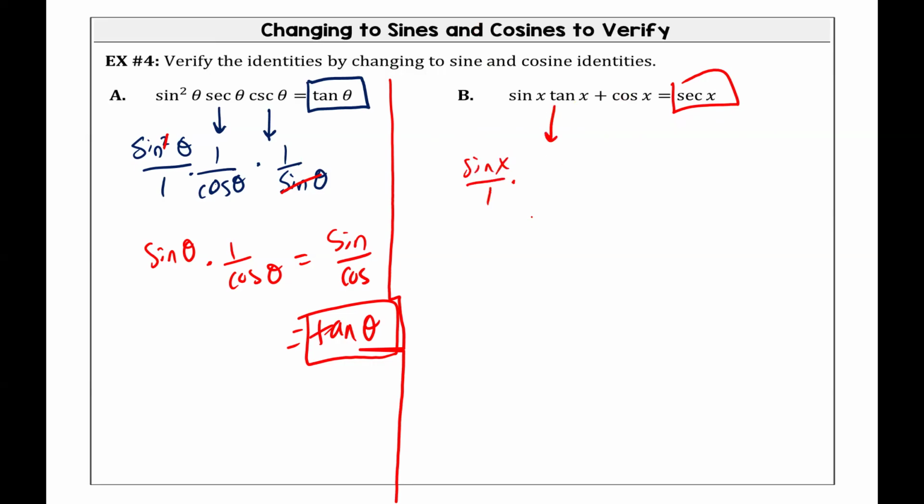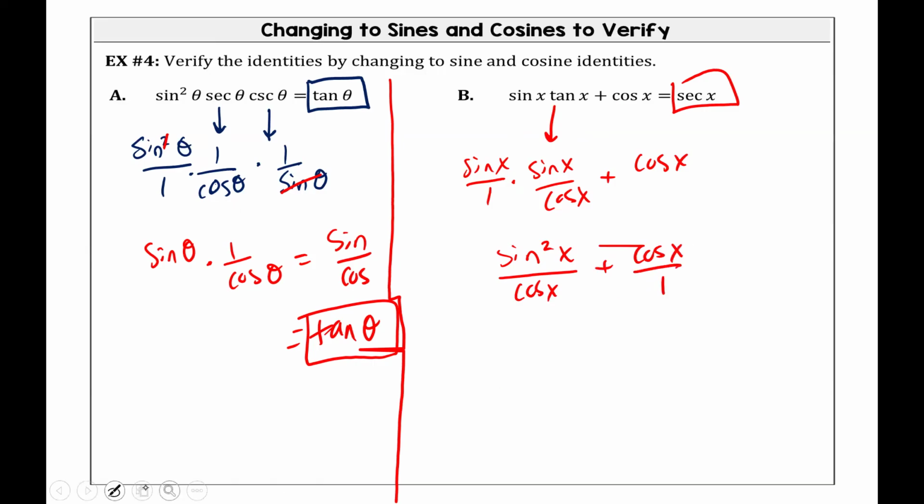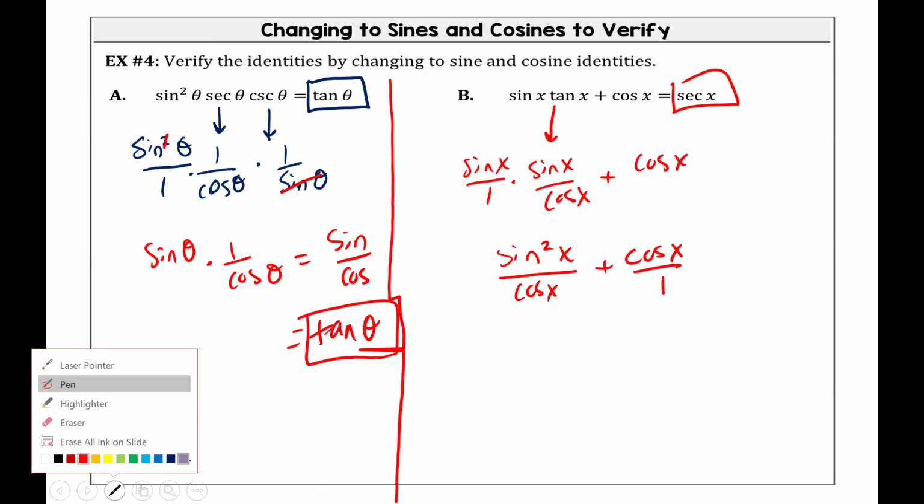How do I turn tangent into terms of sine and cosine? Sine x over cosine x. Plus cosine x, which is just cosine x. Before you can do anything, you have to make this into one fraction. So as one fraction, this becomes sine squared x over cosine x plus cosine x over 1. And what are we going to have to do? We're going to chopsticks and bowl this bad boy.